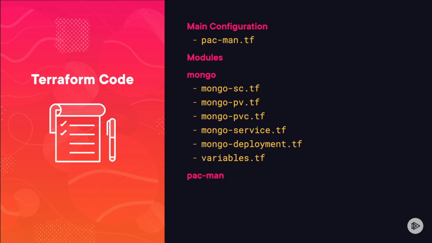And then our next module is our Pacman module. This contains the pacman-service.tf file, which creates our web application service, which will give us our endpoint to connect to our game. And then our pacman-deployment.tf file, which will be our web server running Node.js. So without further ado, let's hop on over to VS Code and start our demo.